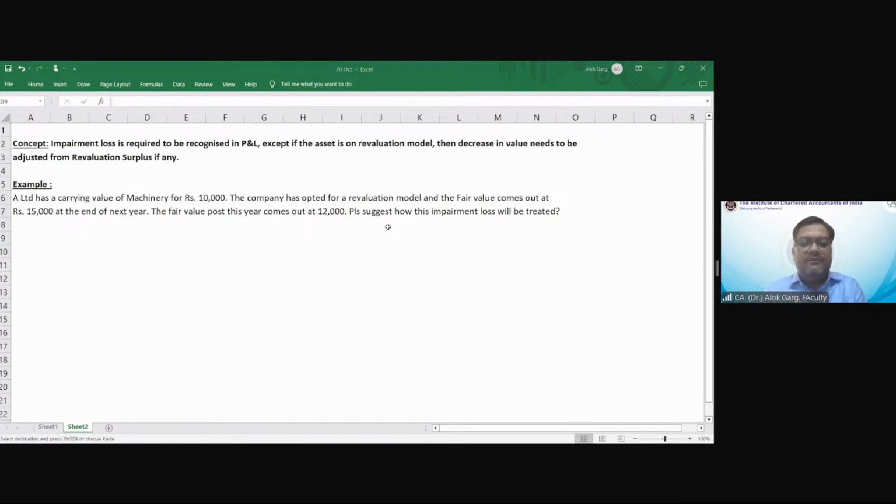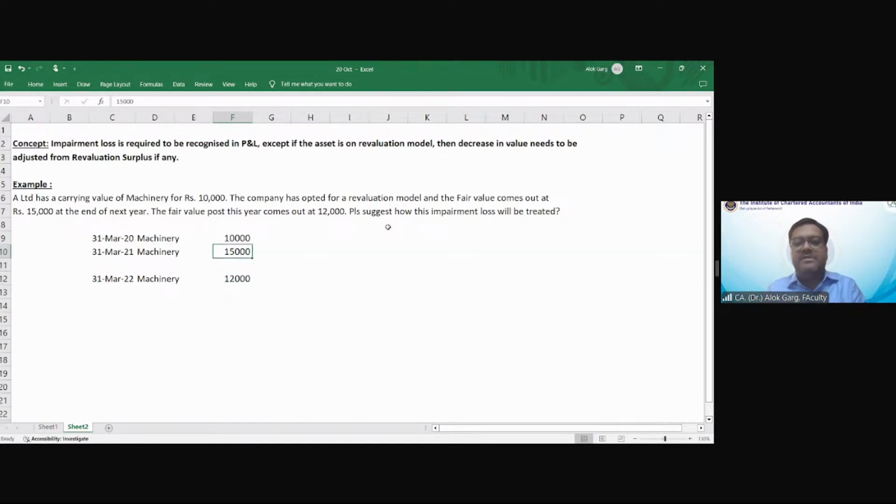Let me explain with the help of these dates. On 31st March 20, the value was 10,000. On 31st March 21, the value becomes 15,000. Then it becomes 12,000. This is what is given in the example. So on 31st March 21, there is an increase of rupees 5,000. Where will this increase of 5,000 go? This increase of 5,000 will go to revaluation surplus.